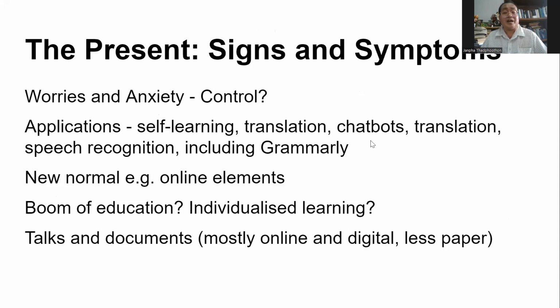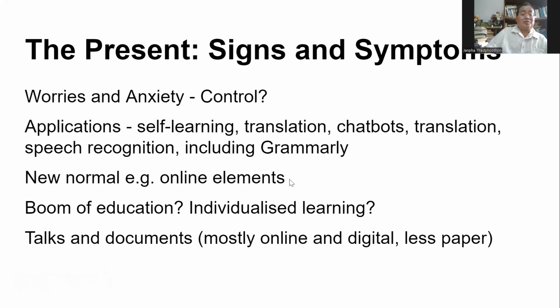And if we look at the signs and the symbols of the present, we will see that we have worries and anxiety. English is our runaway thing. Are we losing control of the language? We have seen a lot of applications like self-learning, translation, chatbots, speech recognition, voice recognition, and others, including grammar. We are moving toward the new normal. We have to do things differently.